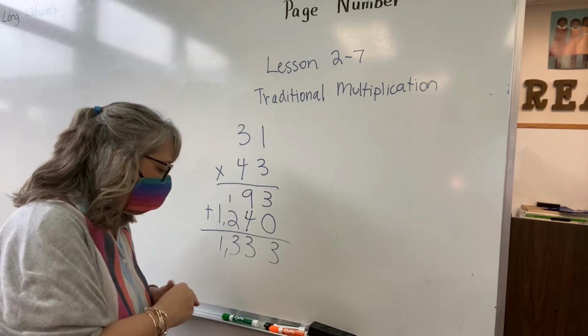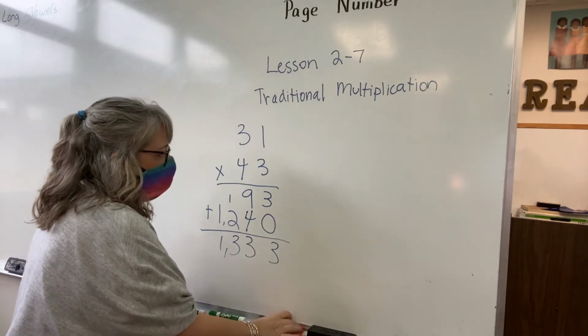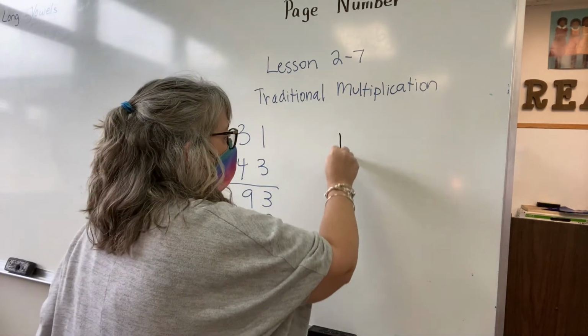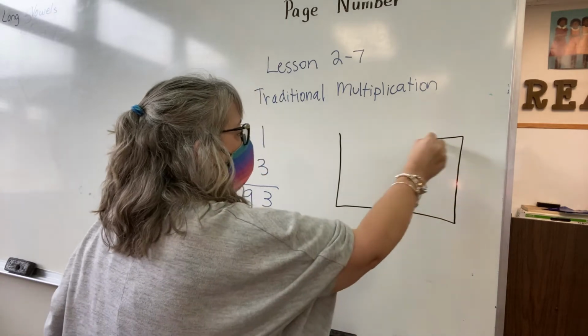I know I'm going fast. So if we're going to do this in partial quotient multiplication, we're going to draw our box.